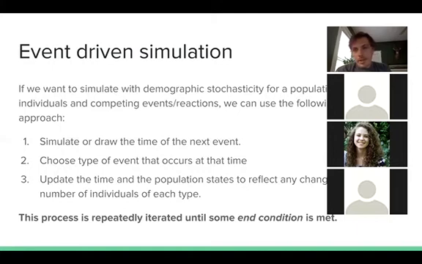The only thing we would have to do to turn this into a real algorithm that we could run is iterate this process repeatedly: choosing the next event time, picking what event happens, and then updating our system. We can do this repeatedly until we reach some end condition, at which time we stop.